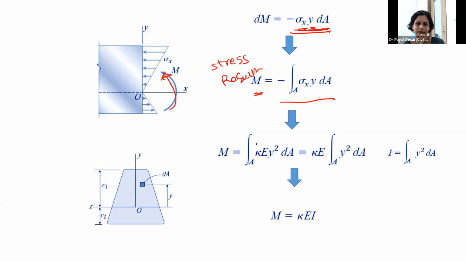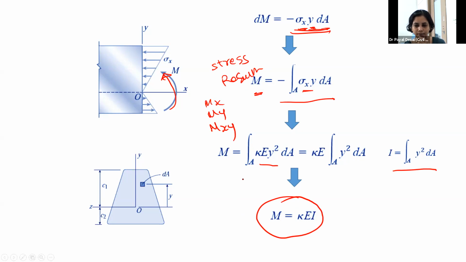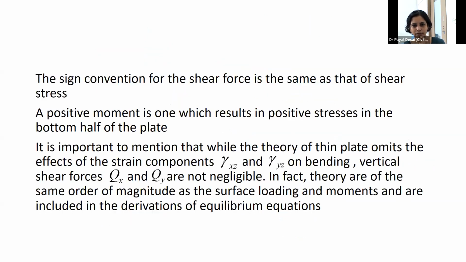So this is about beam, but in case of plate, you have three such quantities: Mx, My, Mxy. And here, of course, sigma x you are replacing with the curvature, and in the process you are getting the second moment of area, that is moment of inertia, and you get the beam moment curvature relation in case of beam. And this is definitely going to help us in establishing our final equations.